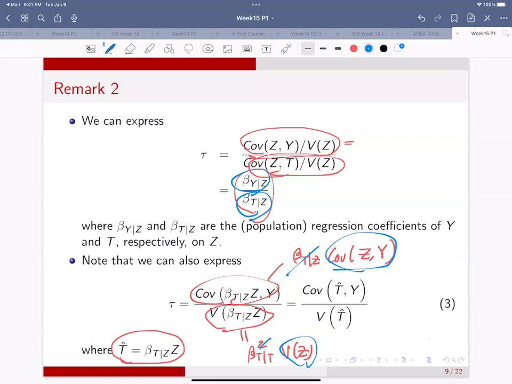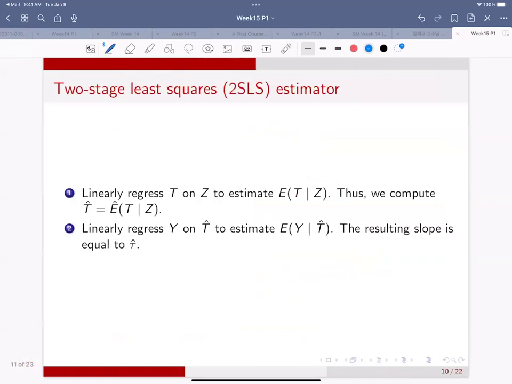That gives us some idea of how to estimate tau. First, you use the regression of t on z to obtain t hat. And second step, you use the regression of y on t hat to obtain tau. So that is basically the idea. This two-stage approach is a very popular technique in econometrics on how to estimate the regression parameter when we have an instrument variable.